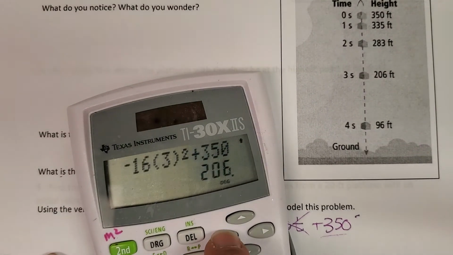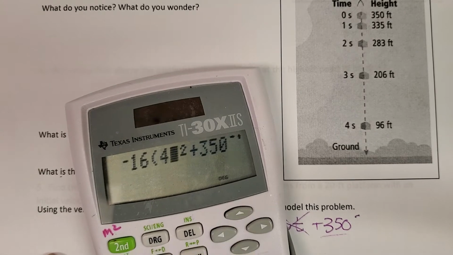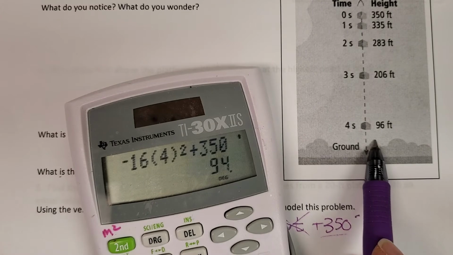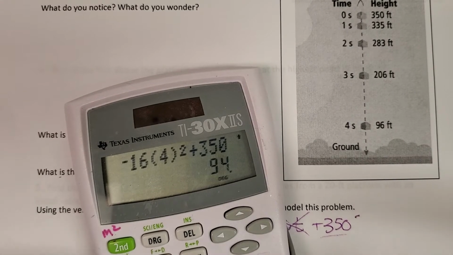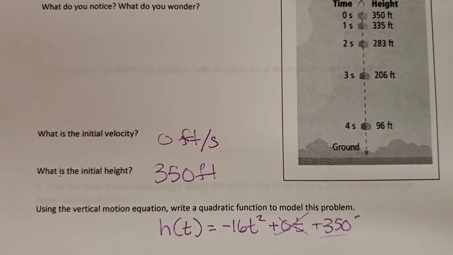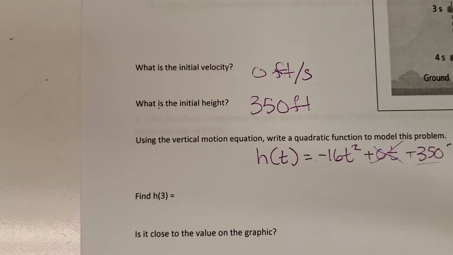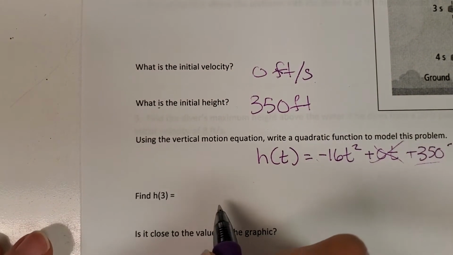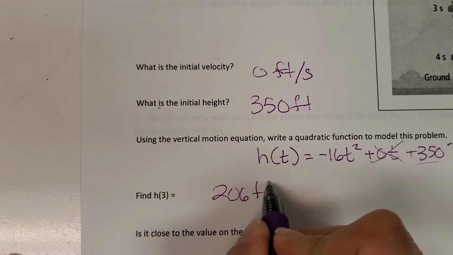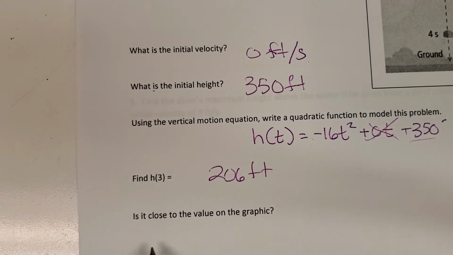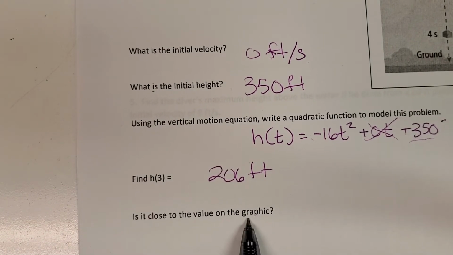You could go back and put 4 seconds. Let's see, 4 seconds. What do we get? 94. Okay, so we're a little bit off. But can you see how that formula is kind of cool? You can actually see how long it would take for something to drop. So our h of 3, what was that? 206 feet. And it says, is that close to the graphic? And we already talked about that. We'll do these notes in class too.